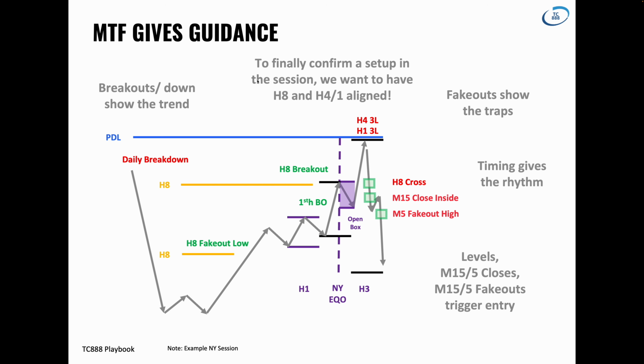So you really look for a confirmation, as we discussed. You always look for the 8 hour and the H4 to confirm a session, and you want this to be aligned with the daily to have a setup. I will also show you this again later. And then in the session, you look at first hour, second hour, third hour. You want to see where is the high and low of the first hour, where's the open box, and then you trade accordingly with the multi-time frame structure. Where are the fake outs? They show you the trap timing, give the rhythm and levels. M5 and M15 closes and M15.5 fake outs trigger your entries.